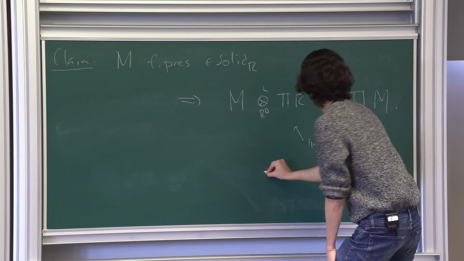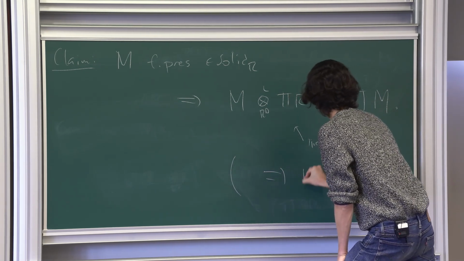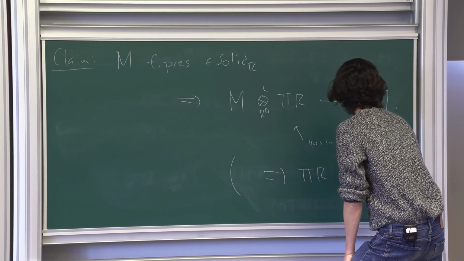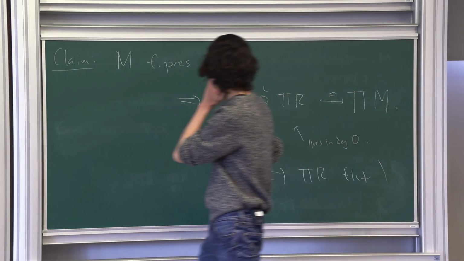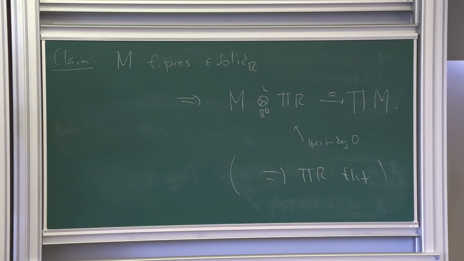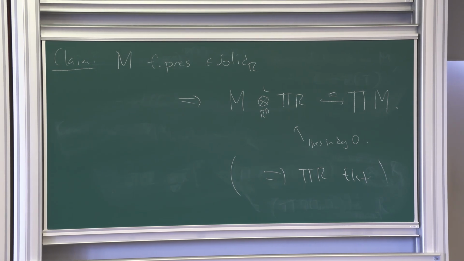And this claim implies that this guy is flat. Because the derived tensor product with any finitely presented object lives in degree 0, but every object is a filtered colimit of finitely presented objects. So the derived tensor product with any object will live in degree 0, which is the same thing as saying you have flatness.